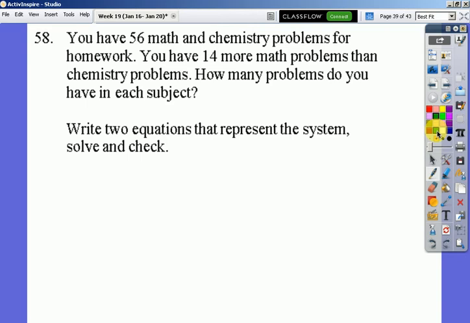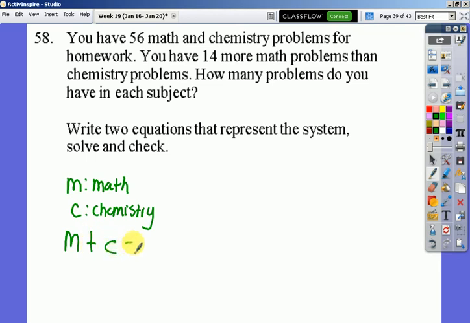So in this case, you have a total of 56 math and chemistry problems. The very first thing we want to do is define what? The variables. So I'm going to use M for math, C for chemistry. In total, I have how many problems? So how will I set that up as an equation? If I take my total number of math problems plus my total number of chemistry problems, I'll get 56 total problems.